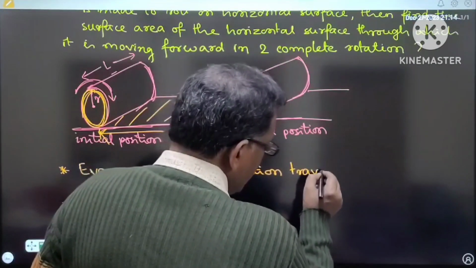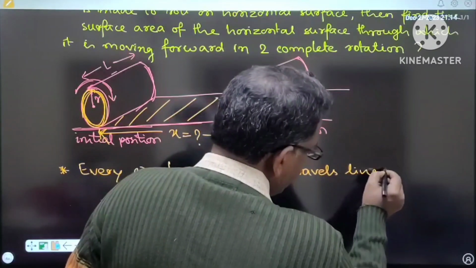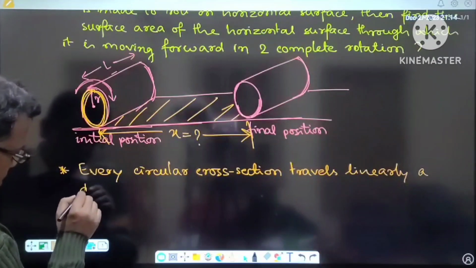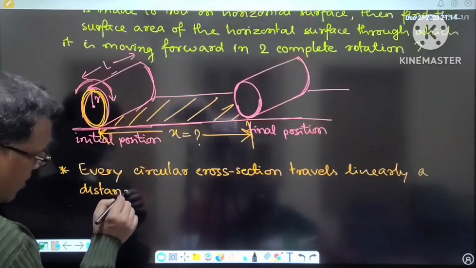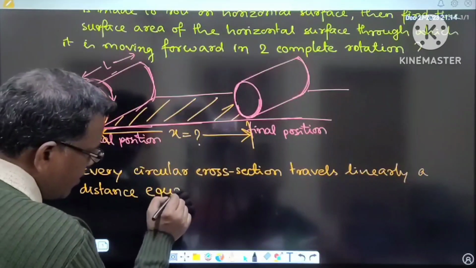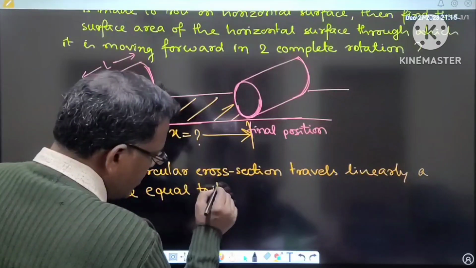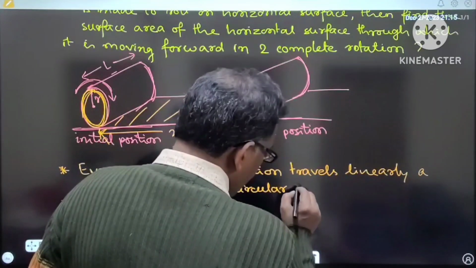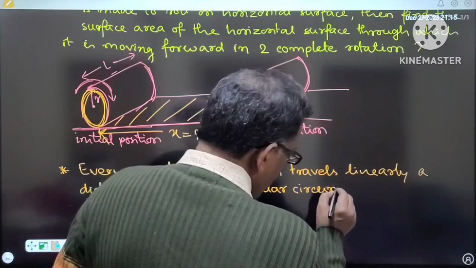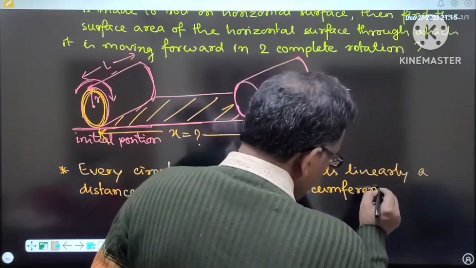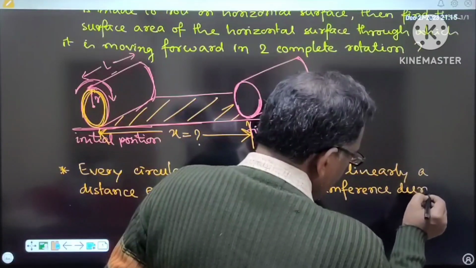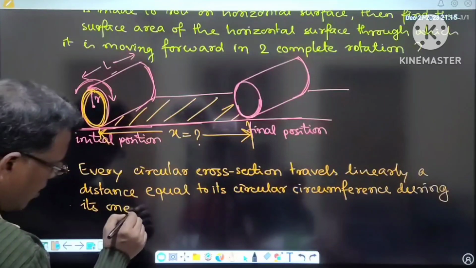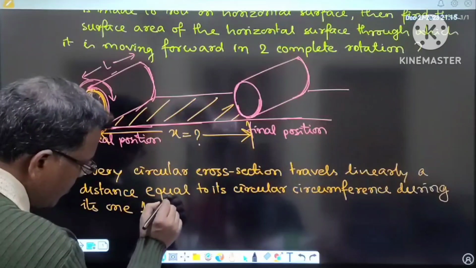travels linearly a distance equal to its circumference during its one rotation. Are you getting me?